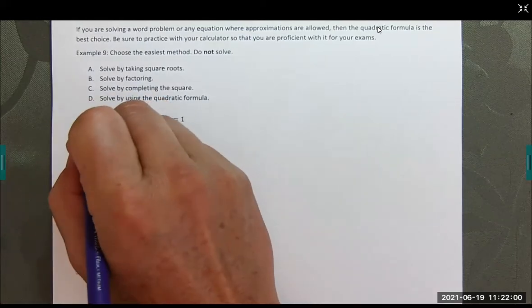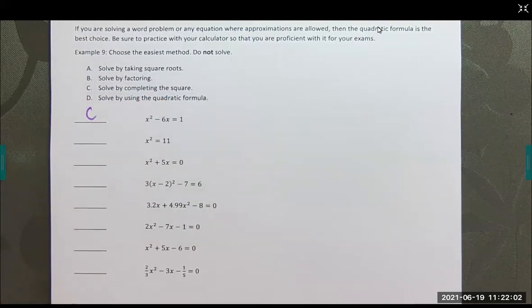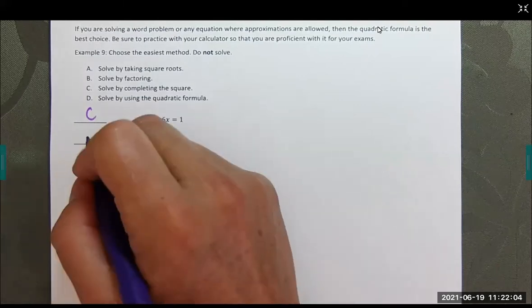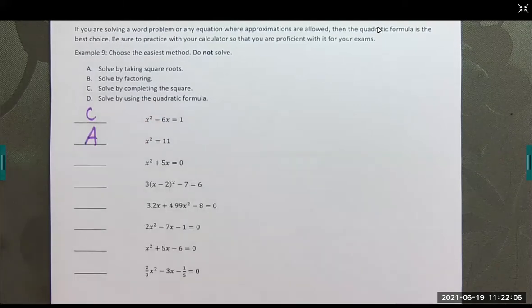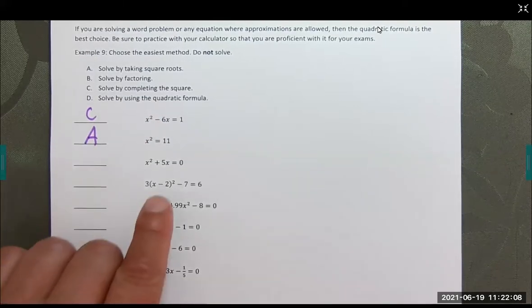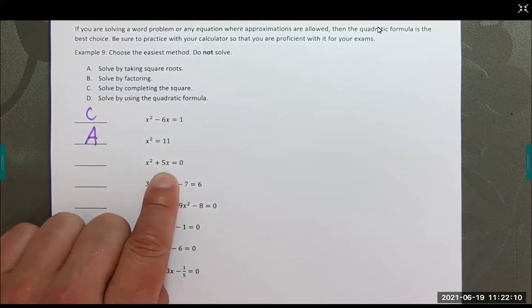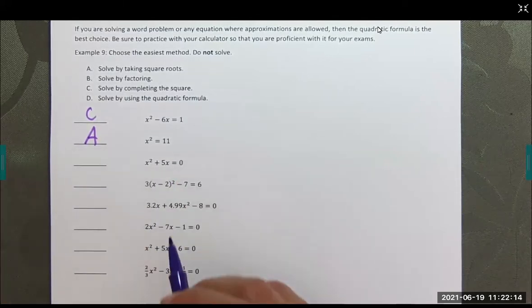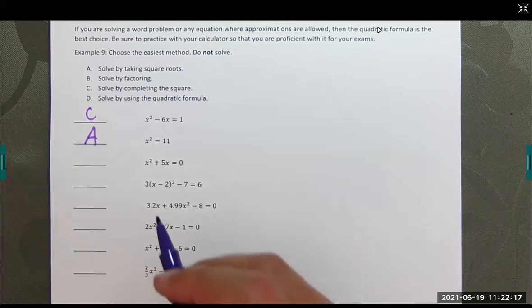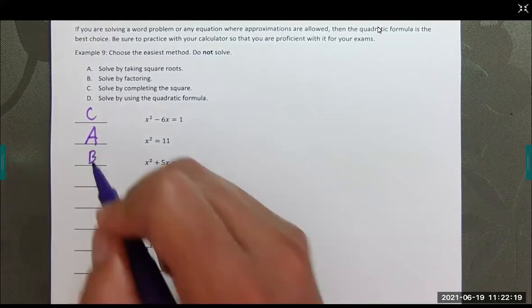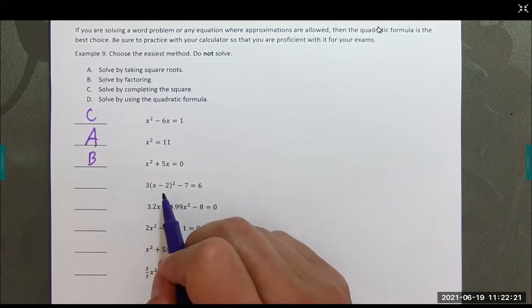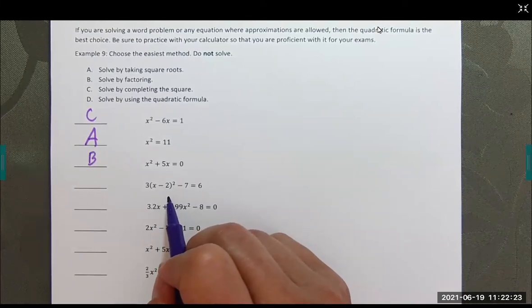So C. When you have the squared by itself like that, nice and isolated, I would use A. I just take the square root of both sides. When there's no constant term, there's no +5 or +9, -6 or something, then just factor out the common factor, which is B. Here we already have something in a perfect square. I would do the square root property probably. That's A.